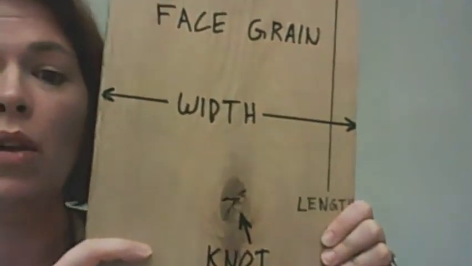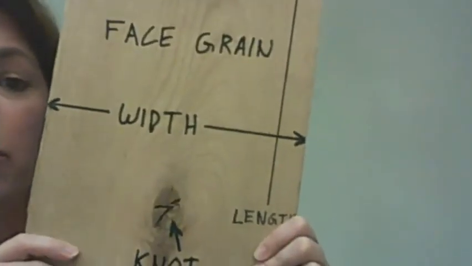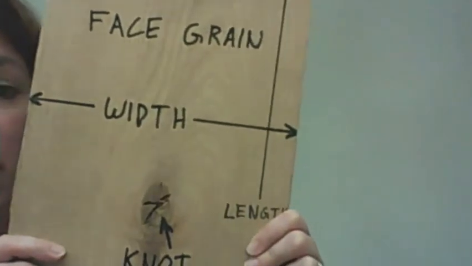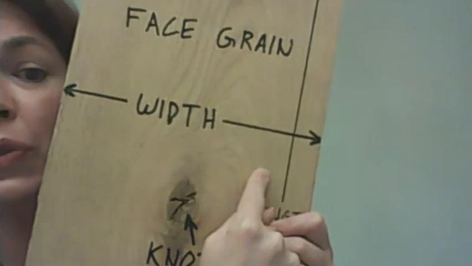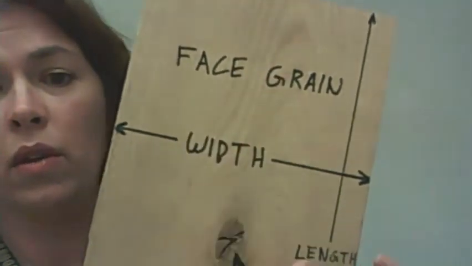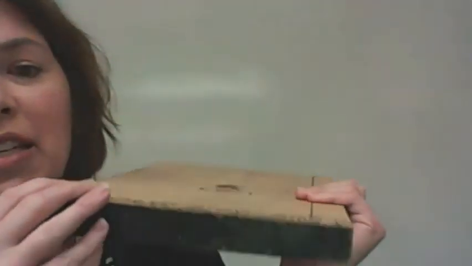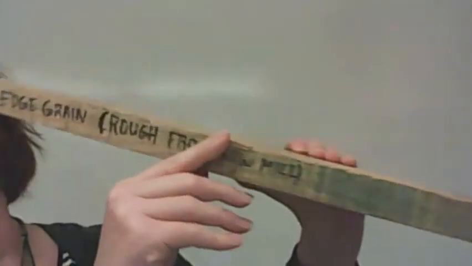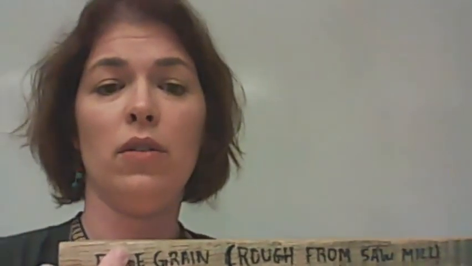So when we're taking a look at this piece of wood, or any piece of wood, our width of the piece runs across the grain. Our length runs along the grain. And our thickness, all these edges and ends, this is our thickness.